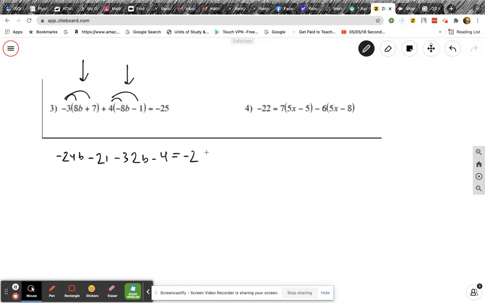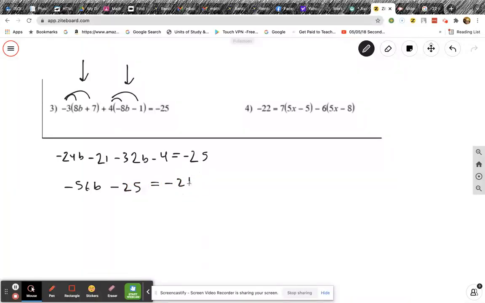Then I want to combine like terms. So we have negative 24b minus 32b, which is a negative 56b. We have negative 21 minus 4, which is a negative 25, and that equals negative 25.